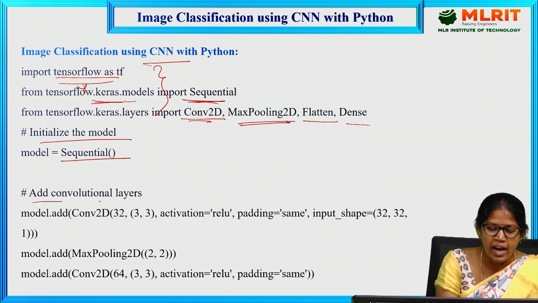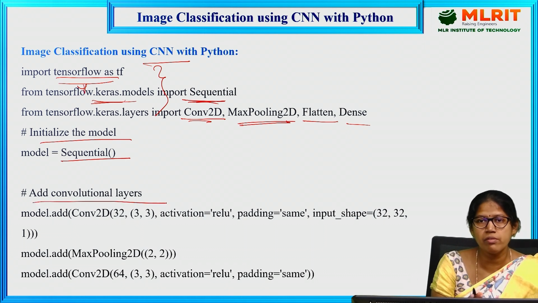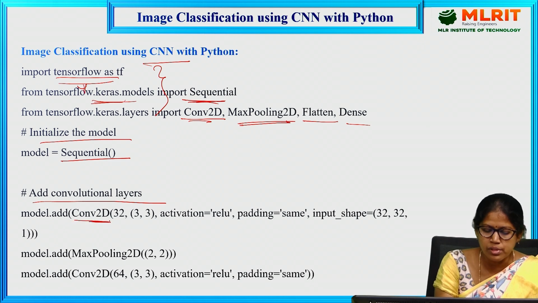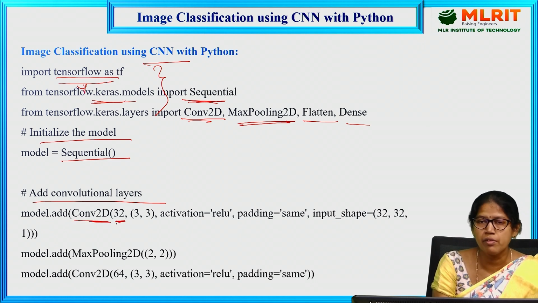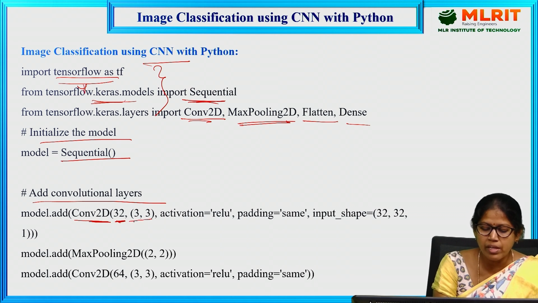Next, add the convolution layer. This is a very important one, as I already said. It is used to extract the important features of the image, shapes, patterns, edges, all those things will be extracted from that image. So add Conv2D. This 32 means filters. 32 filters will be applied on that image. 3 by 3 is the kernel or filter.